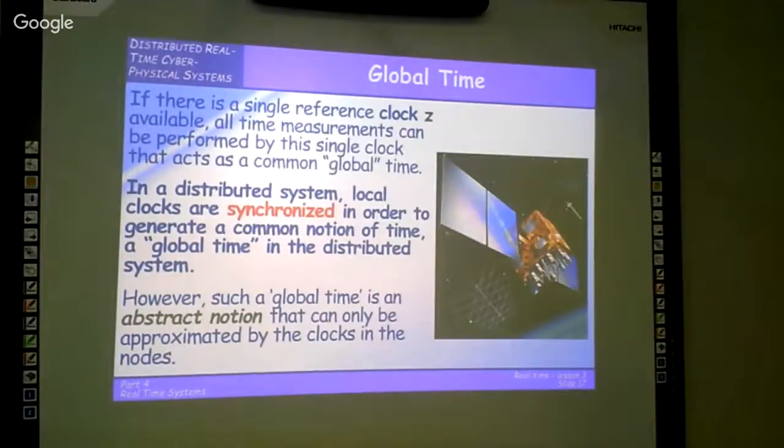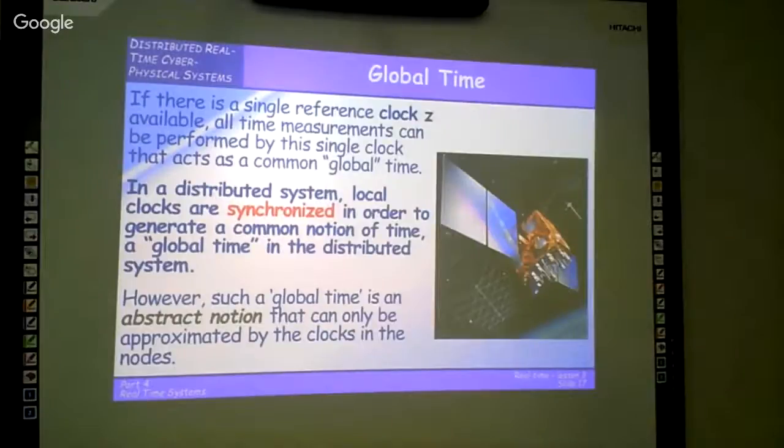Okay. Again, in a distributed system, a system of systems, whatever infrastructure you take, local clocks are kept synchronized in order to generate a common notion of time, a global time. If the set of clocks are bounded to be close enough to each other, we can take any of these as a representative and approximation of the global time. If the approximation is good enough, we are happy with this. So the global time is an abstract notion which is approximated by the local clocks.